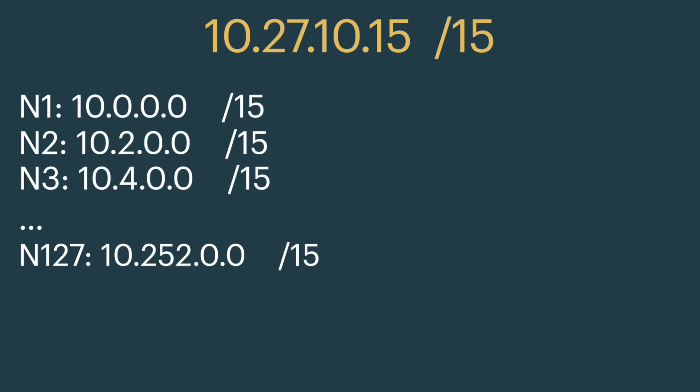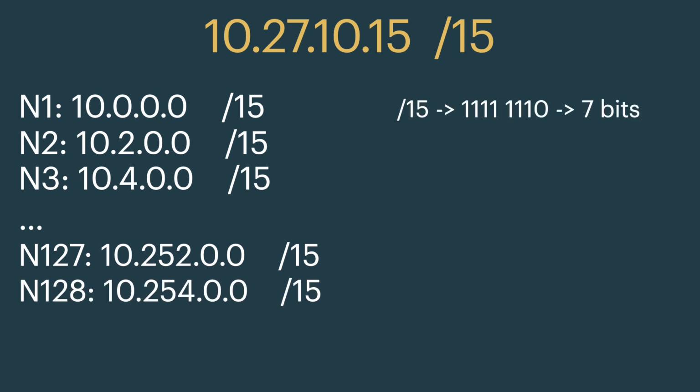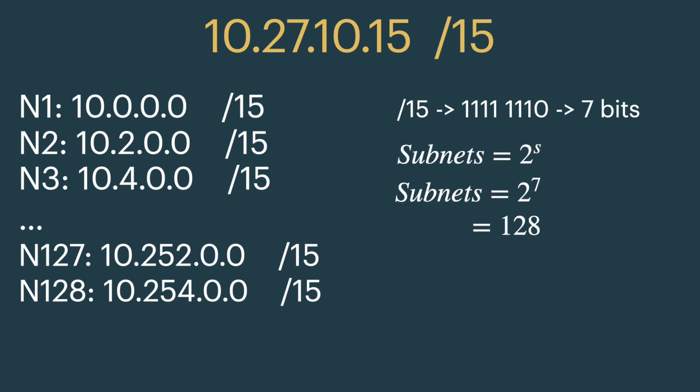Now the theory behind it. So we know it's 2. And /15 means 7 bits. 2 to the power of 7 is 128. So we divide 256 by 128, and the size of the ranges is going to be 2. And we saw that. That's it.